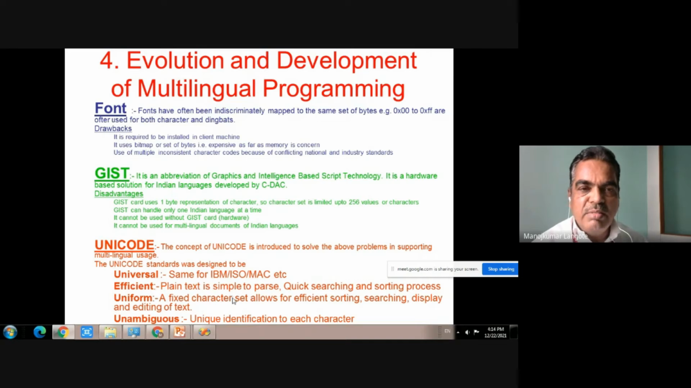Means all are advantages, but still we are not able to use all the characters on a computer. So this was the evolution and development of multilingual programming.